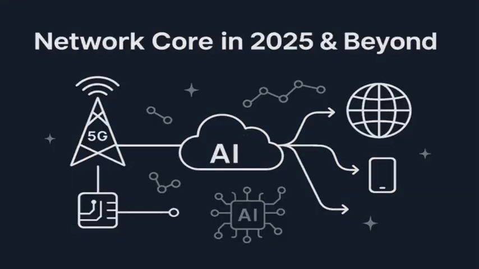In 2025 and beyond, the core network is evolving to support 5G, AI, and billions of IoT devices. It's becoming more software-defined, faster, and smarter, forming the foundation of smart cities, autonomous vehicles, and connected industries.